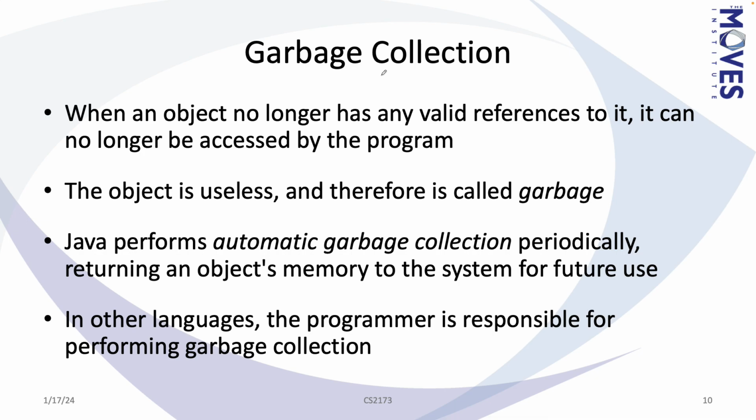What Java has under the hood is a very low priority thread that is always running, and it's basically a garbage collector. It's looking around for object references that are not valid anymore. And when it finds them, it says, I'm going to free up this memory so that it can be used for other things. That's garbage collection.